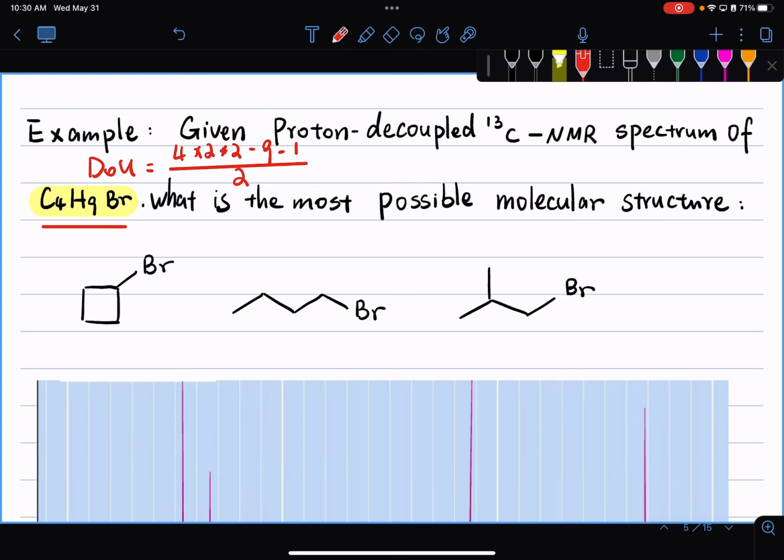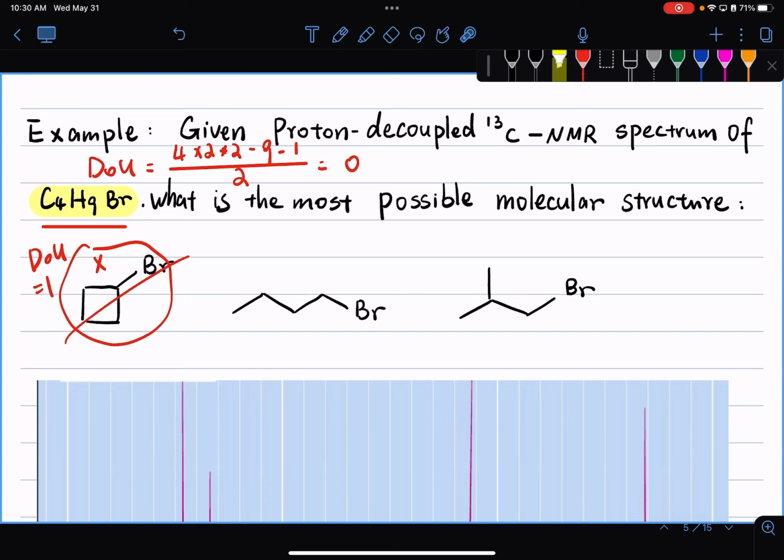And what we have is, well, 0. So we're expecting 0 degrees of unsaturation in this molecule by doing that quick calculation. Now, one of my candidates has a ring structure, so we're expecting the DOU to equal 1. So we can rule out this first one.